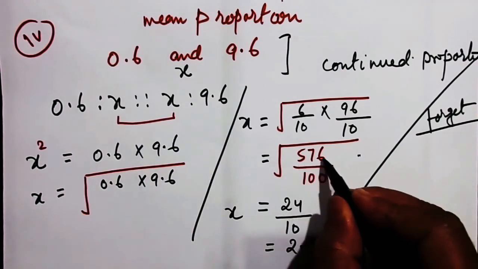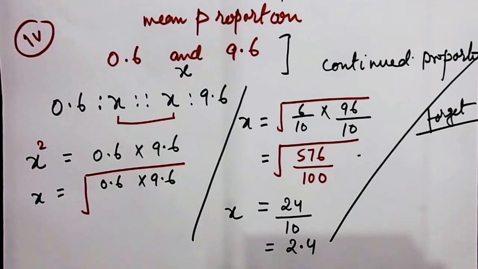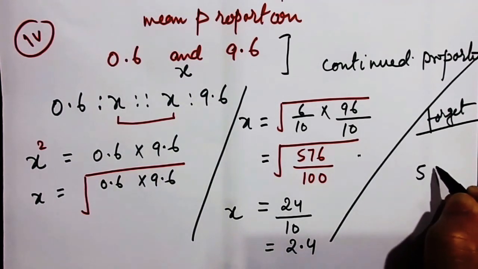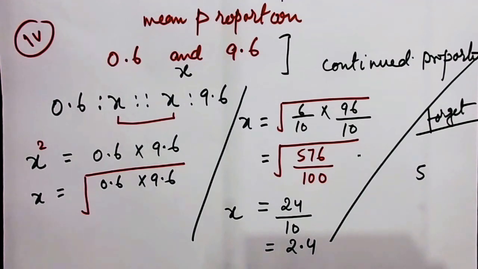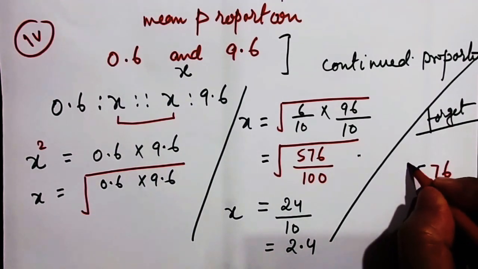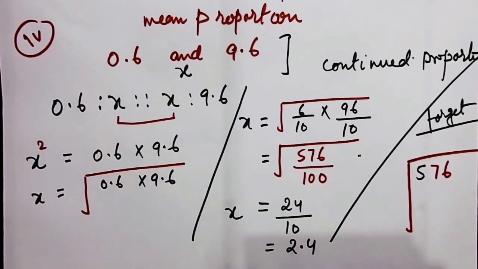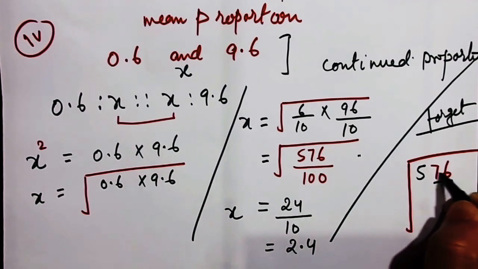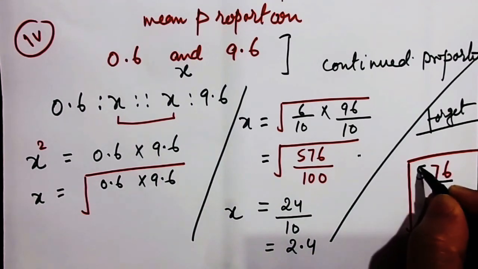Now once again, if you forget or do not know how to find the square root of 576 by any other method, use the division method. 576, and here we are going to find the square root. So what we do, we group it from the back in twos. I have grouped 76 and then 5 remains.